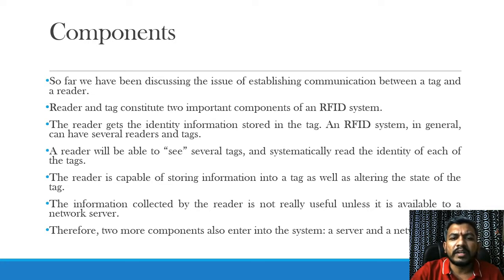The information collected by the reader is almost useless if it is not transferred to some server or some network. Because after the transfer of this information, some computations will be done and the information will be retrieved and processed accordingly as per the needs. If you are not able to pass this information to the network or a server, then this information is almost useless. So the role of the reader is almost useless without a network or a server. So along with the tag and the reader, network and server are the other two important components.